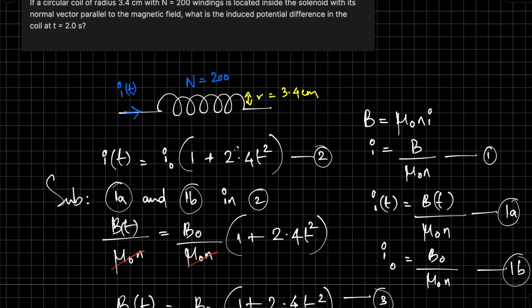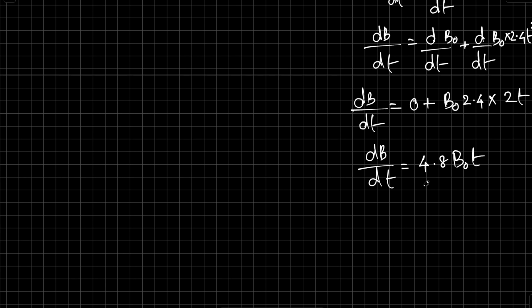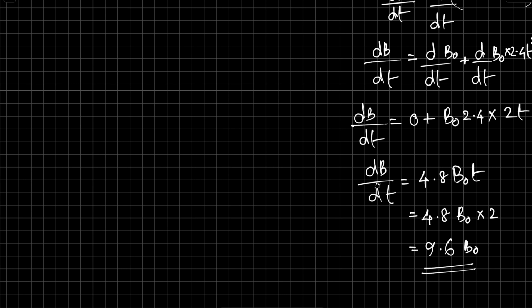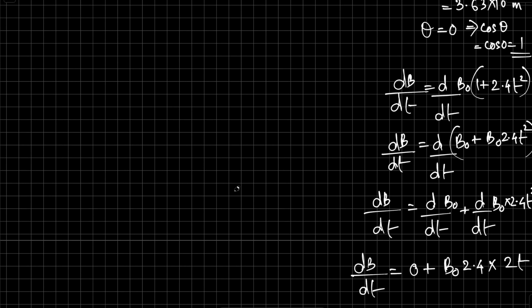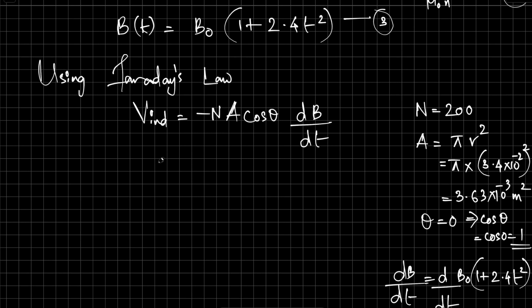T is 2 seconds. It's given in the question. We need to find the potential difference when time t equals 2 seconds. I'm replacing t with 2. 4.8 B0 times 2 is 9.6 B0. So dB by dt is 9.6 B0. I'm going to replace dB by dt with 9.6 B0.